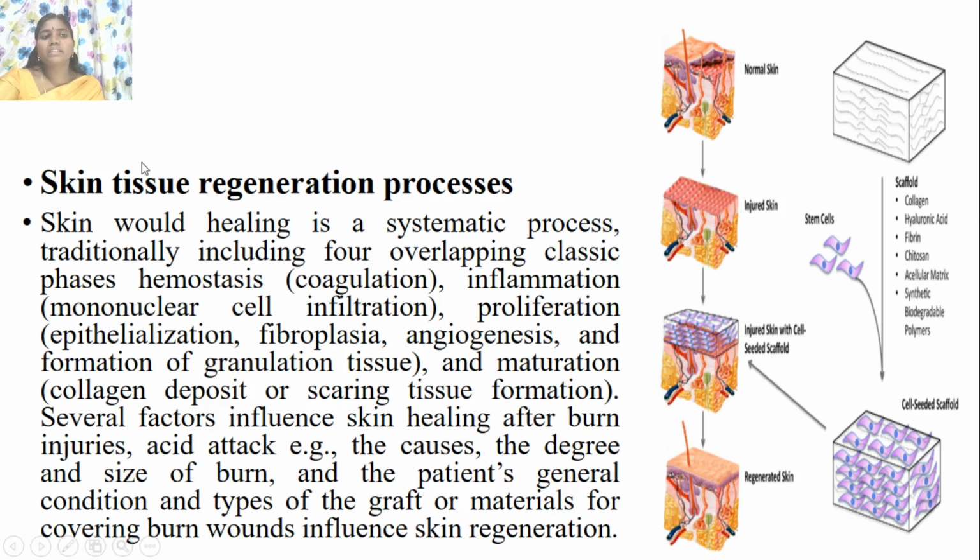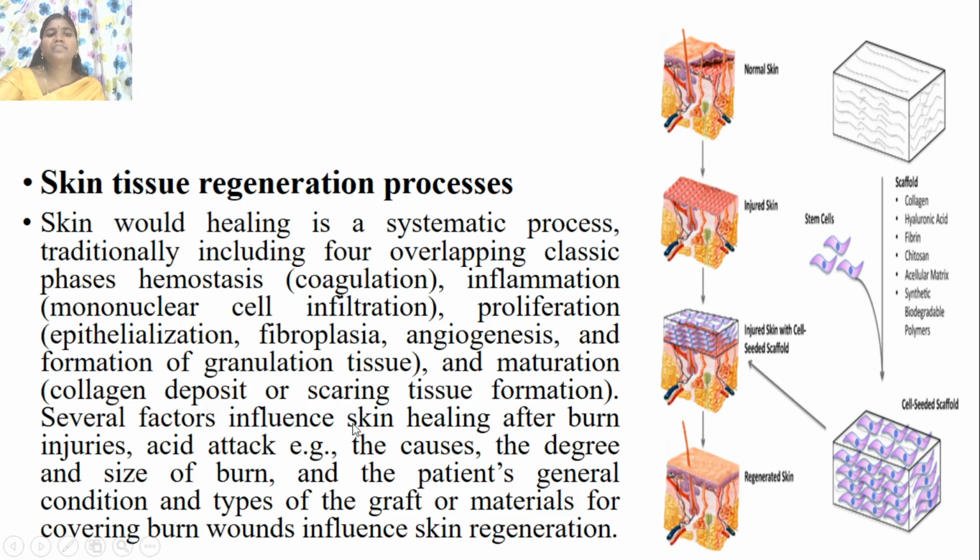So how does the skin tissue regeneration process take place? Skin wound healing is a systematic process traditionally including four overlapping classic phases: hemostasis, inflammation, and proliferation. In the proliferation phase you can see epithelialization, fibroplasia, angiogenesis, and formation of granulation tissue. And maturation, where collagen deposit and scar tissue formation takes place.